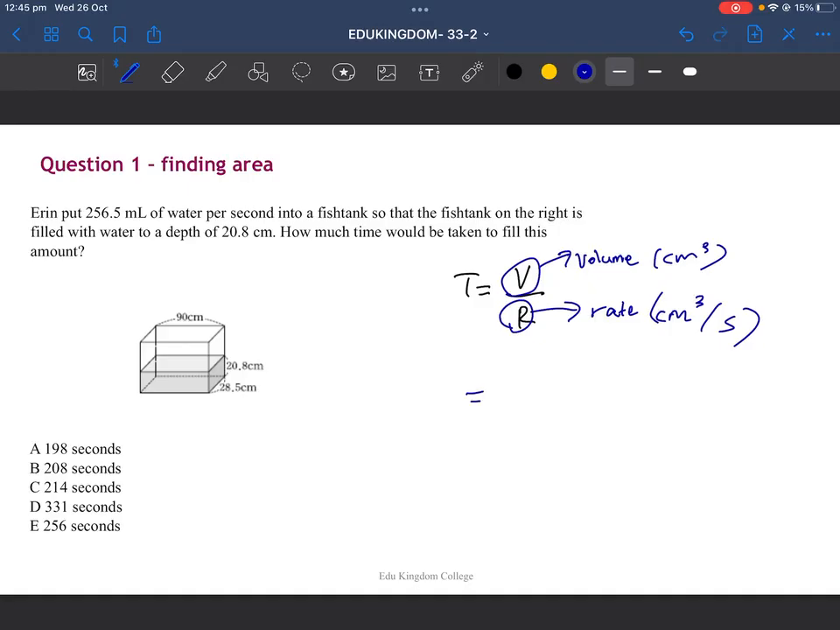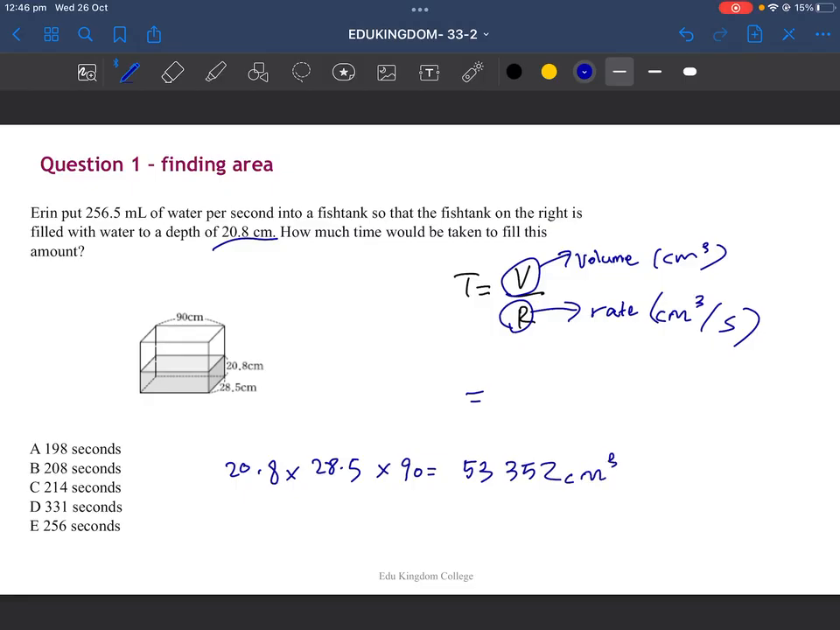Okay, what is the volume in this question? We don't know, because the depth is given, 20.8, and so we need to find it out. How do we do that? 20.8 times the width, 28.5, times the length, which is 90. The answer should be close to 53,000, or at least if you do it in your head, it should be 20.5 times 90. We should get 53,352 cubic centimeters, because it's volume.